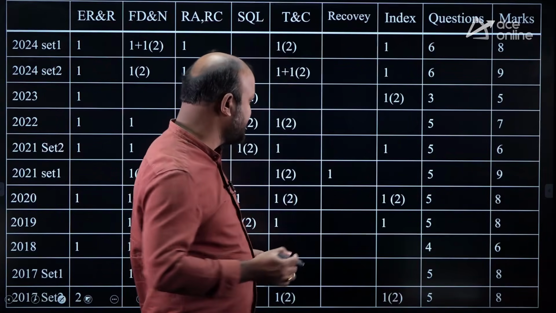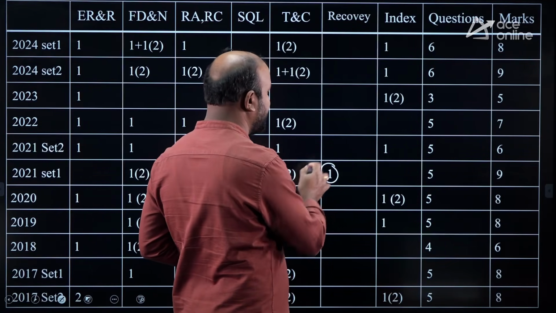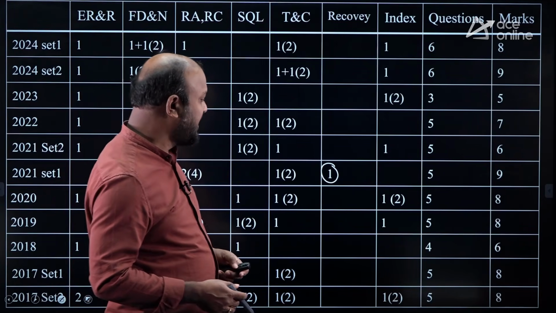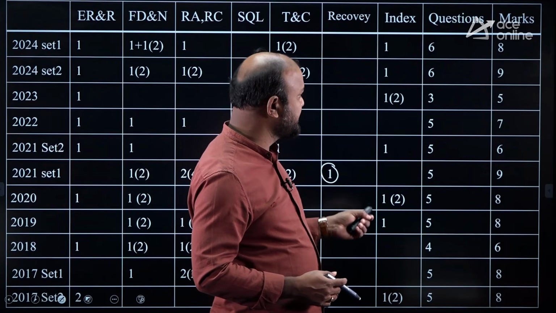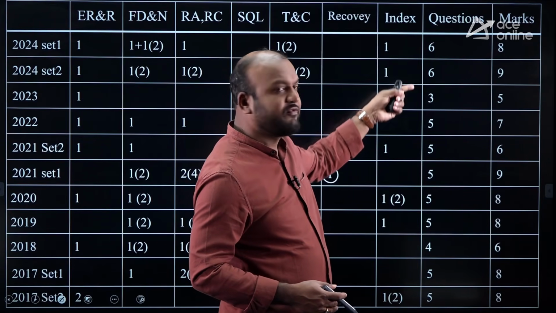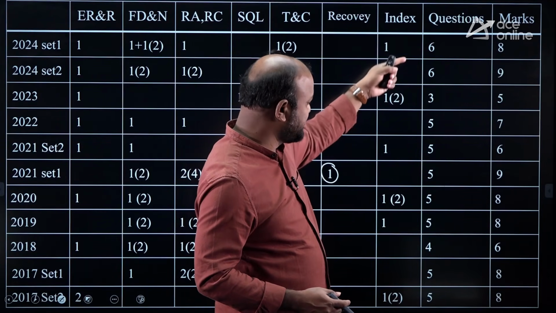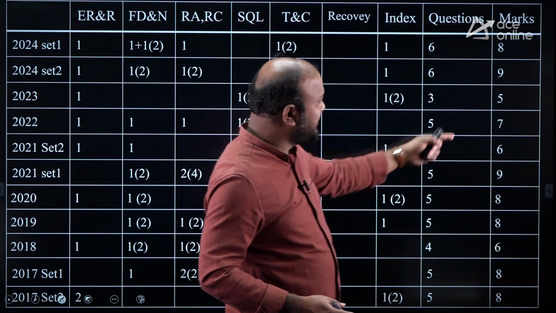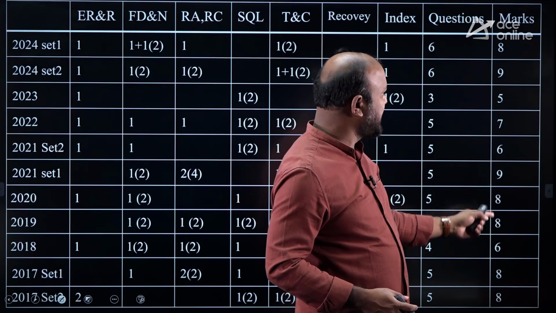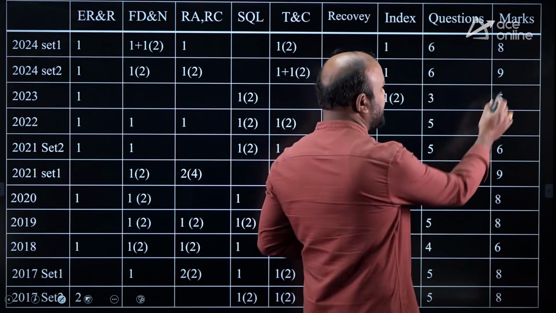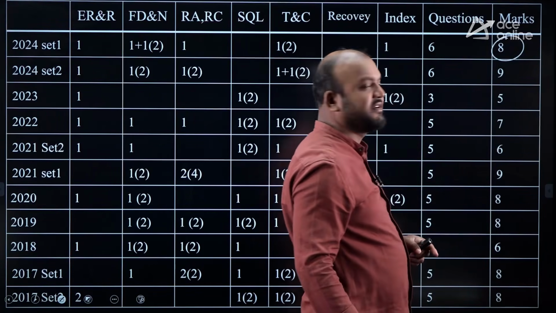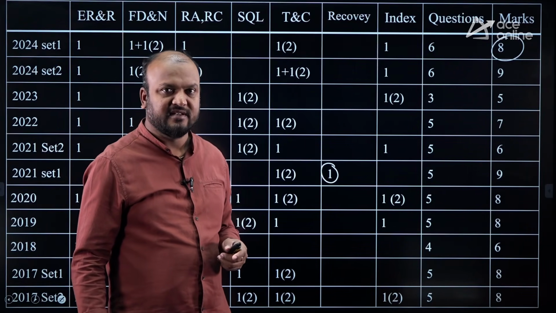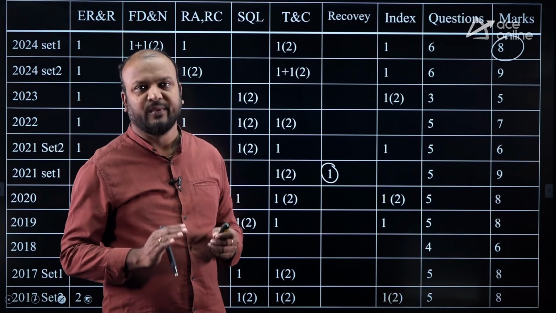And in recovery, there is only one question in 2021 when you see the past 7 to 8 years of papers. And indexing, you have a good number of questions. Look at the number of questions asked in databases, something around 5 to 6 questions are asked. When you see the average marks, it will be 8 marks. On average, you are going to get 8 marks from the subject. So, 8 marks is not less, it is a good weightage.